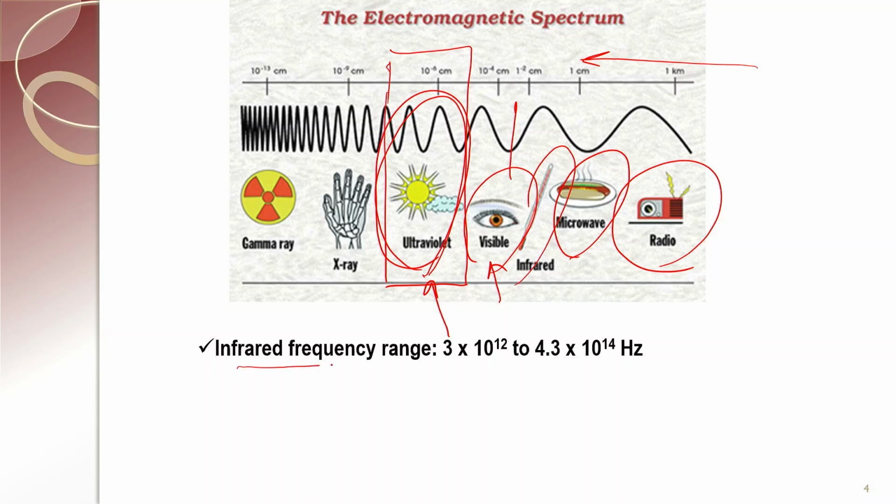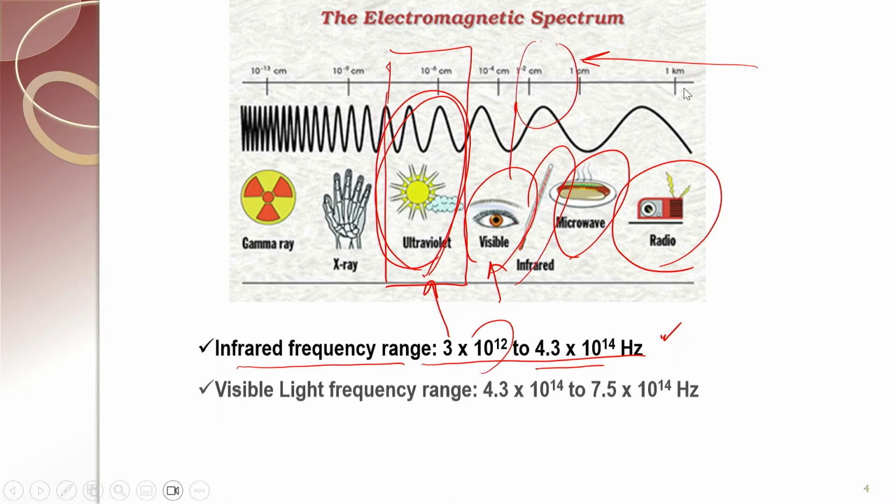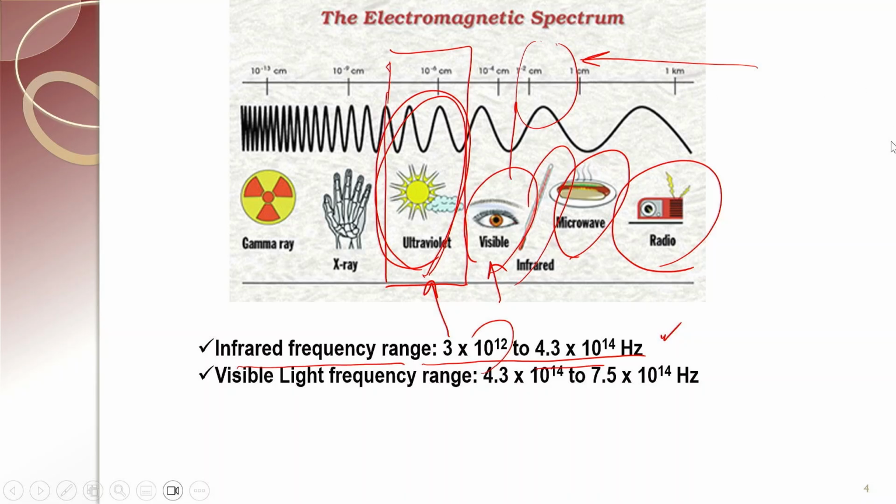The infrared frequency range is 3 multiplied by 10 to the power 12 to 4.3 multiplied by 10 to the power 14 hertz. That is the infrared range. And the visible light frequency range is from 4.3 to 7.5 multiplied by 10 to the power 14, that is the visible light range.